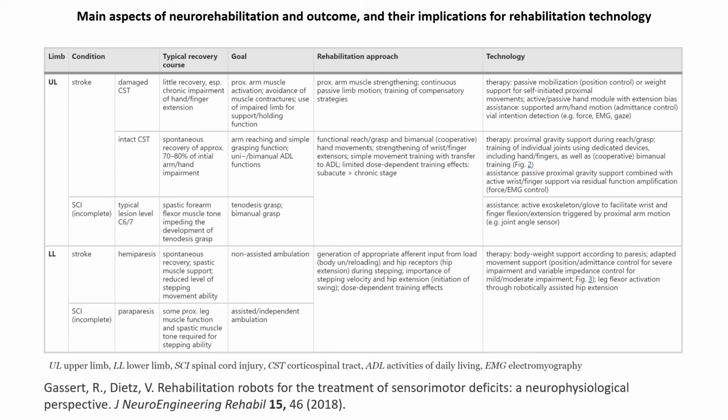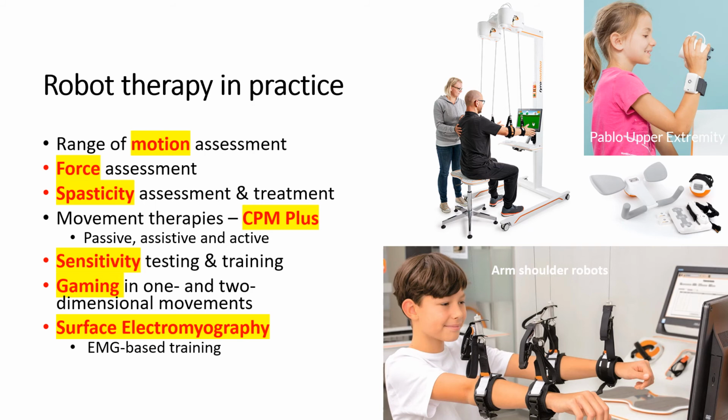So here we see examples of robot therapy in practice for motion assessment, for force assessment. It also can be used for spasticity assessment and to help with the Fugl-Meyer assessment. You can also, as we mentioned earlier, use it as a CPM, a continuous passive movement device. It has great sensitivity in testing and in training. And the use of virtual reality to augment motivation, which is an important component in rehabilitation, the use of gaming, and surface electromyography as biofeedback has also now been incorporated into most robotic devices.